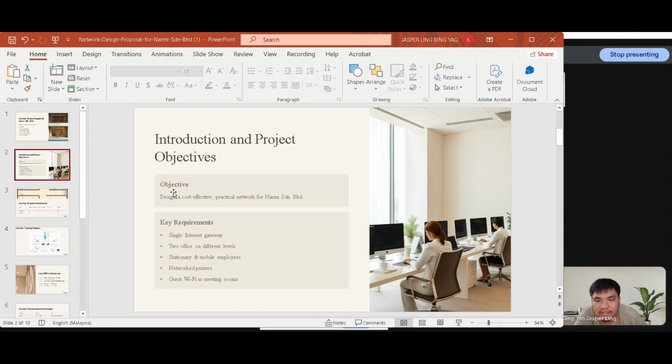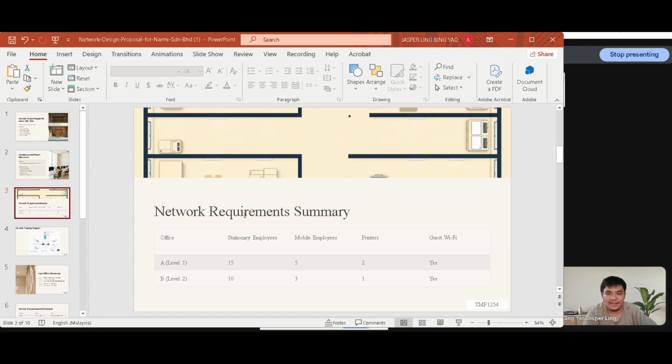The objective is to design a cost-effective, practical network for NAMI SDN PhD. The key requirements are a single internet gateway, a full office on different levels, stationary and mobile employees, network printers, and guest Wi-Fi in meeting rooms. The network requirement summary: for Office A, which is level 1, the stationary employees are 15, mobile employees are 5, printers are 2, and guest Wi-Fi is needed. And for Office B, that is level 2, the stationary employees are 10, mobile employees are 3, printers is 1, and guest Wi-Fi is also needed.